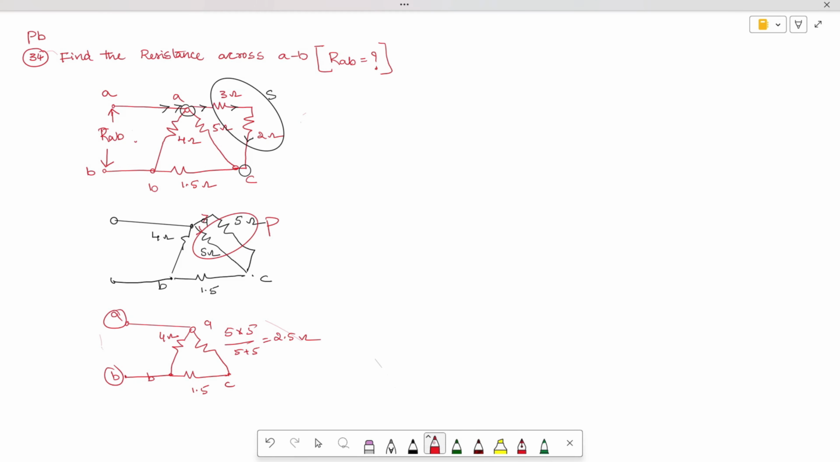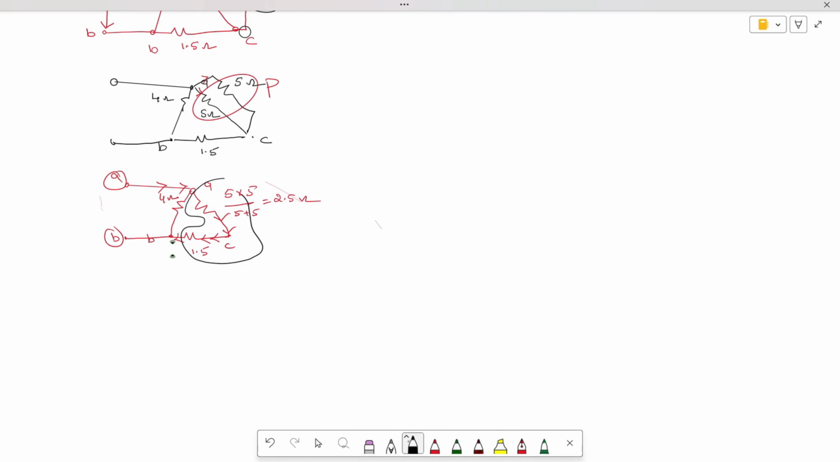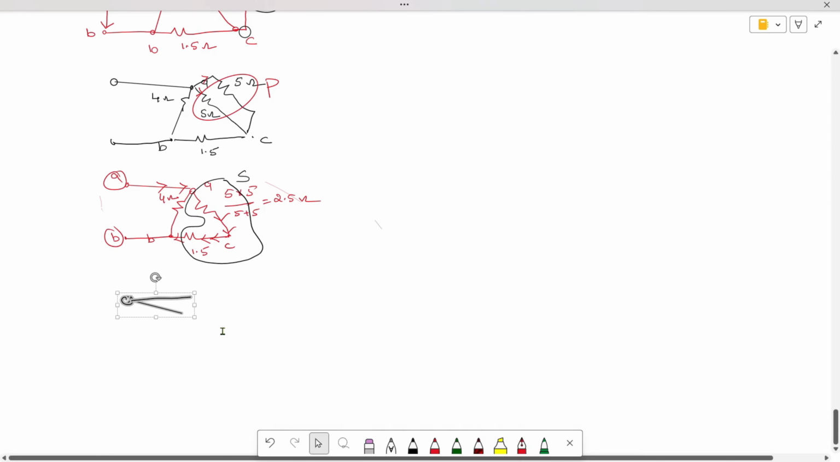Whenever you see this problem, again the current comes to node A, flows into this resistor, and then flows in this resistor. I can say these two are connected in series. Why? Because there is no division of current. Therefore, we are going to get a resistance between A and B.